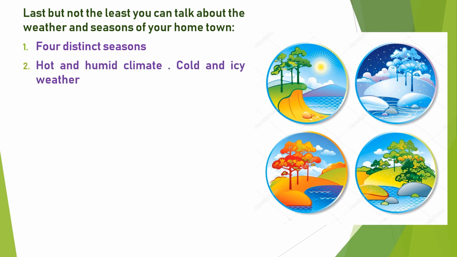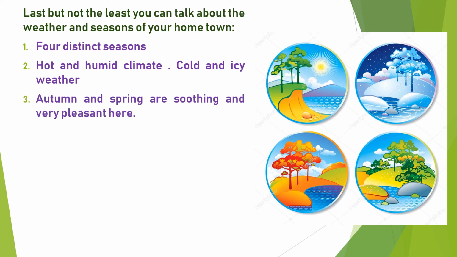Or you can say my hometown is mostly hot and humid, or it is always cold and icy throughout the year. So something like that, whichever you feel like your hometown is, you can say that either it is hot and humid or it is cold and icy. Or you can say my hometown has very good autumn and spring seasons which are very soothing and pleasant. Okay, so you can say the weather here is always autumn and spring, and it is very soothing and pleasant for people living around.